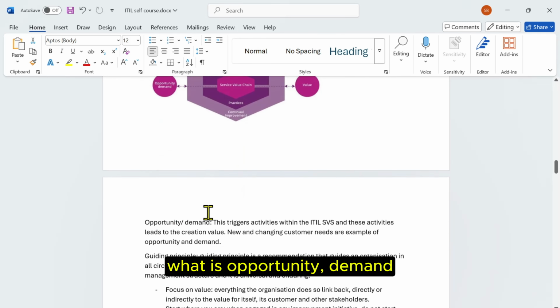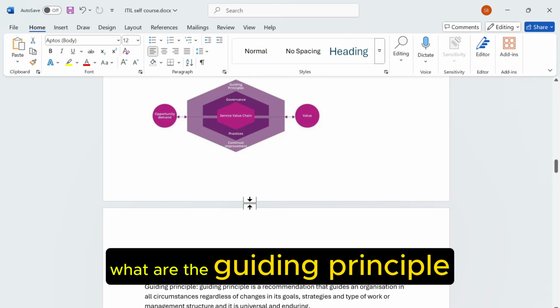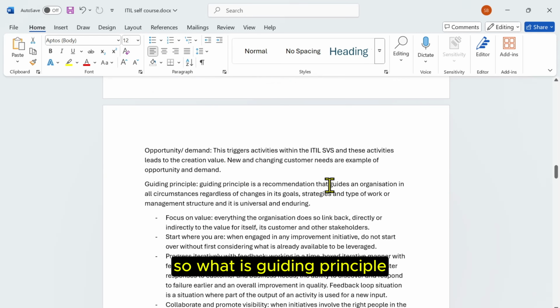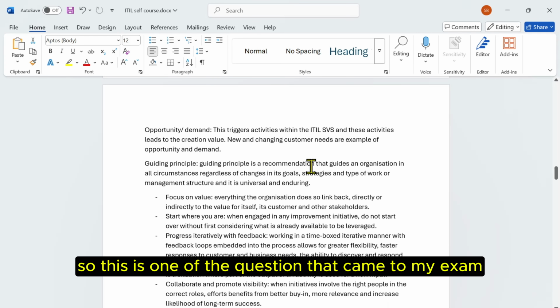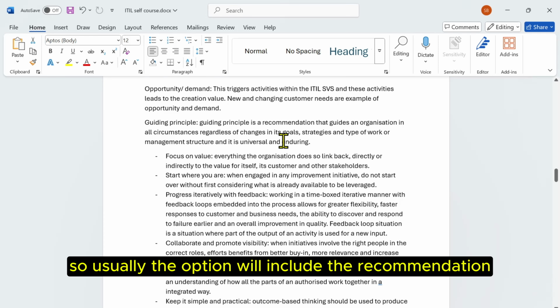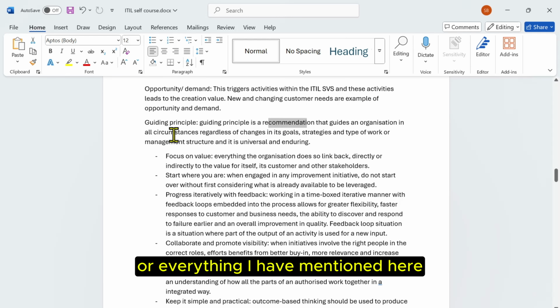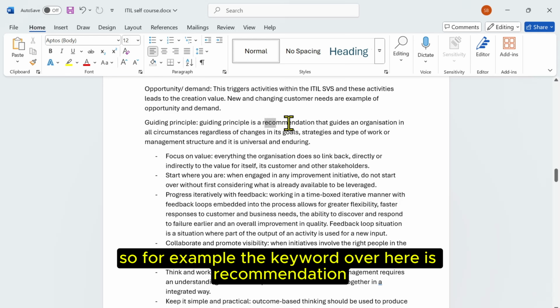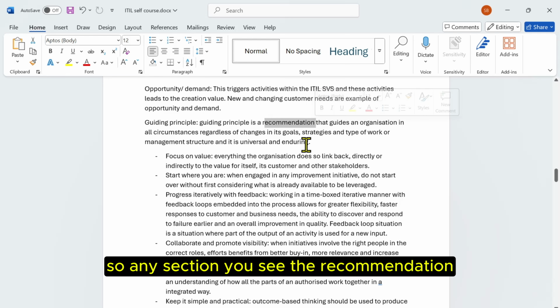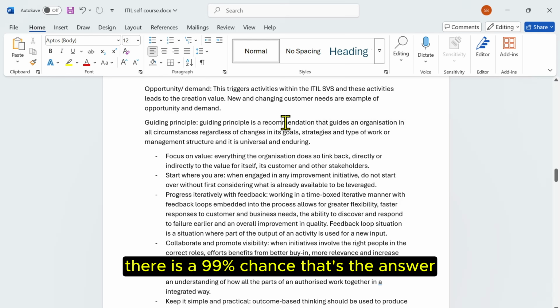What is opportunity demand? What are the guiding principles? So what is a guiding principle, like a recommendation? This is one of the questions that came to my exam. What is a guiding principle? Usually the option will include the recommendation. So you have to remember the keywords in every definition or everything I have mentioned here. You have to remember one keyword that will help you to find the answer. For example, the keyword over here is recommendation. So any time you see the recommendation, there is a 99% chance that's the answer.